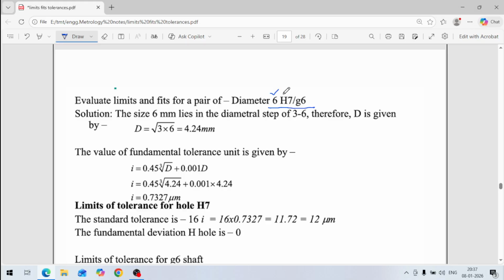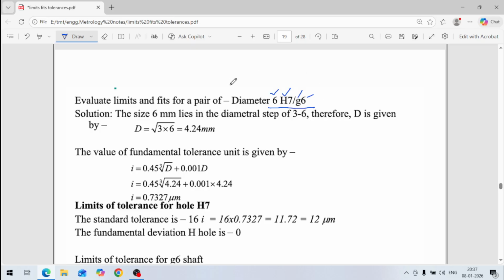fundamental deviation for hole. Hole is defined by capital letters. So fundamental deviation of holes are defined by capital letters. And 7 is the grade, grade of the fundamental deviation. And G, small letter g, it defines fundamental deviation of the shaft. And 6 is the tolerance grade. So we have to calculate how much is the tolerance and what type of fit it is.